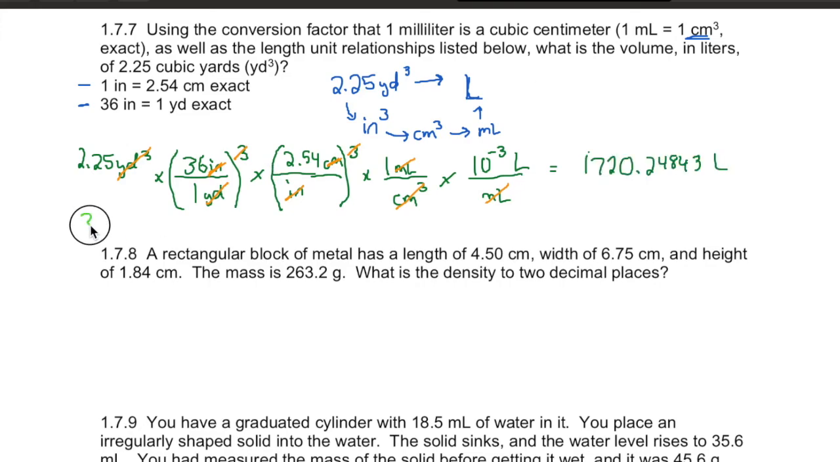Then for significant digits, we started with 3. We multiplied by a lot of things that are exact, so we should end up with 3. So this would be about 1,720 liters.